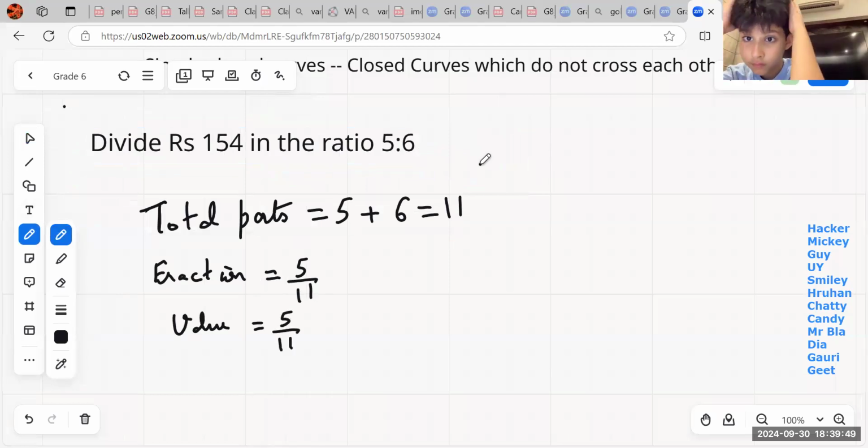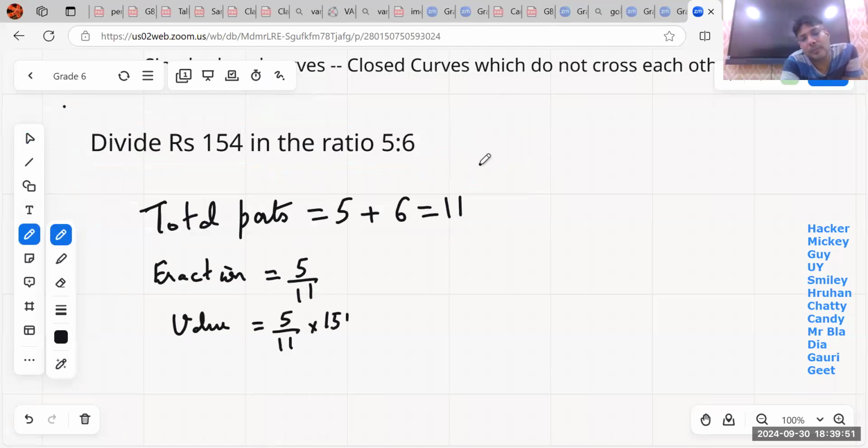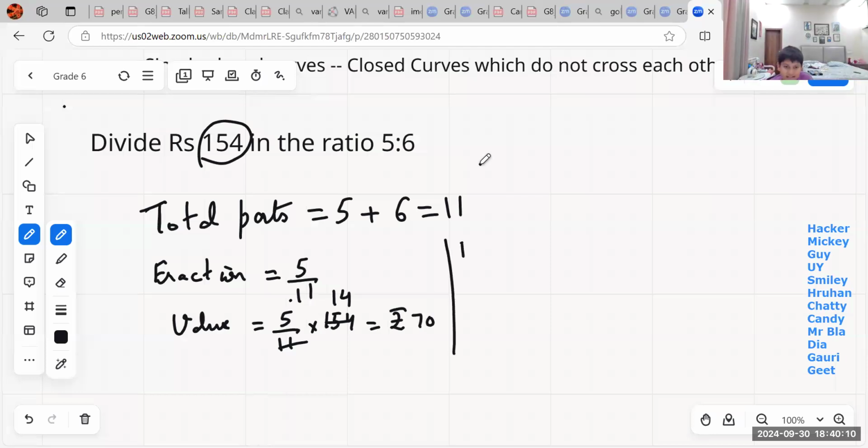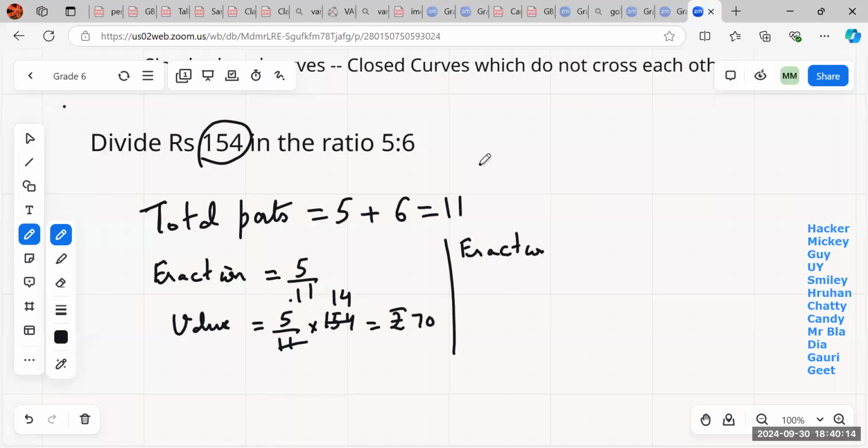5 by 11 into 154, which is equal to, beta, this is the value. See, the fraction is found. The fraction of what do we have to find? Fraction of 154. So the fraction of 154 will be 5 by 11 times this. Sir, we cannot directly write 11x is equal to 154. I will explain that method also.